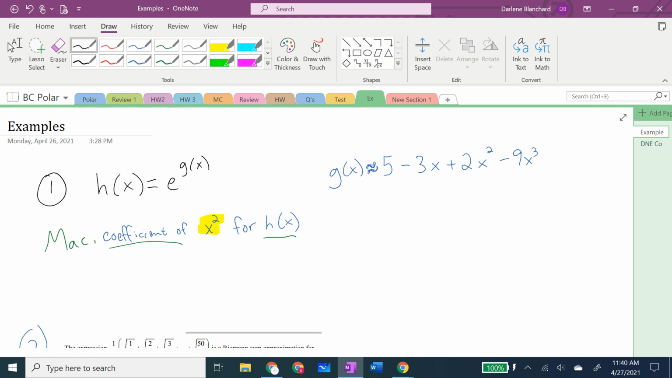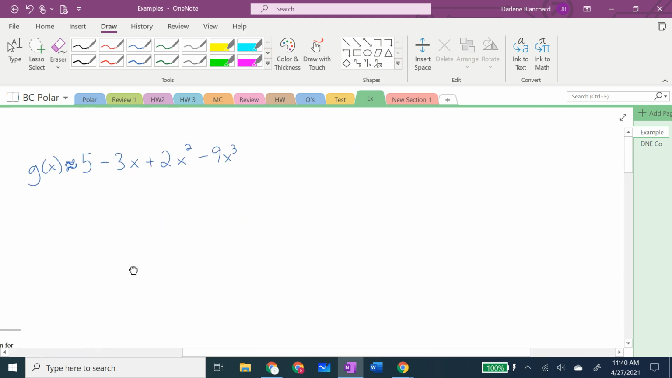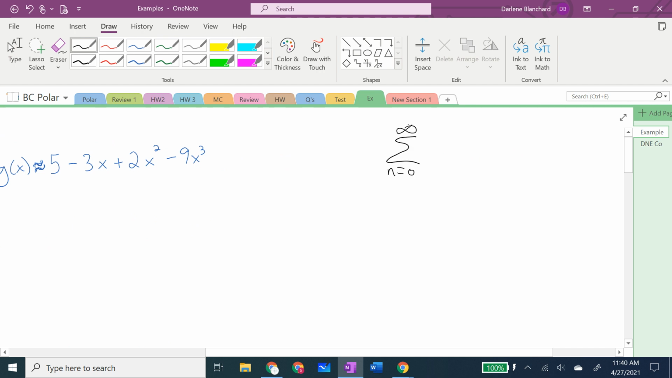Let's start with what is the Maclaurin formula in general. It is sigma from n equals 0 to infinity of, and what's the formula? If I'm using h of x, it is the nth derivative, if it's Maclaurin at 0, over n factorial, times, if it's Maclaurin, just x to the n.